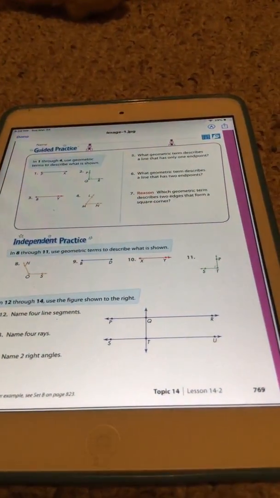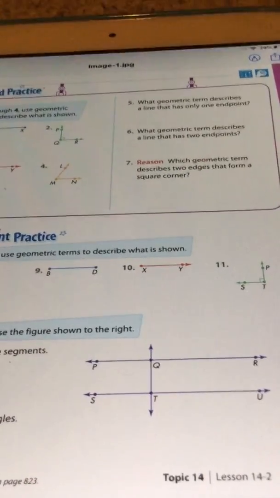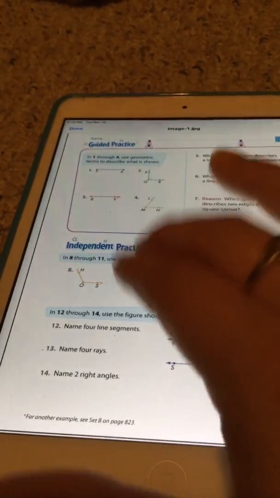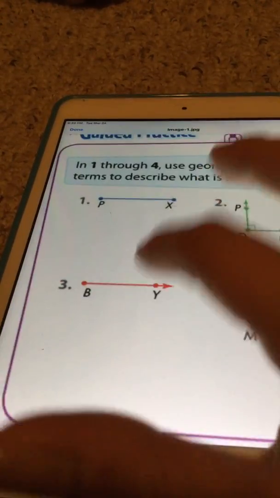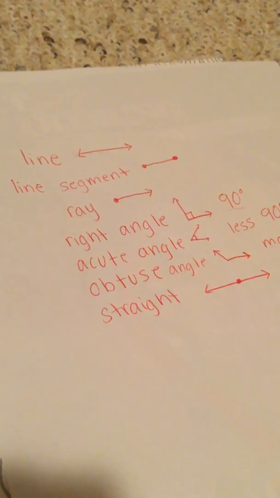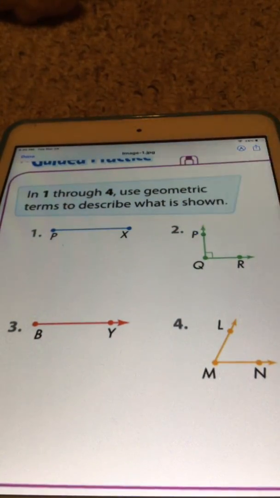Okay, so then your assignment is page 769. We're going to go over a couple of them together. Now, looking at number one. Number one has two dots and a straight line in the middle. So if we look back at our notes, which one was two dots with a straight line in the middle? Line segment.